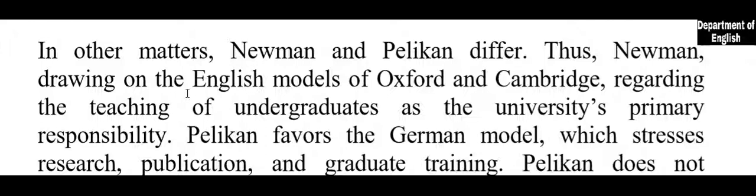In other matters, Newman and Pelikan differ. Thus, Newman, drawing on the English models of Oxford and Cambridge, regards the teaching of undergraduates as the university's primary responsibility. Pelikan favors the German model, which stresses research, publication and graduate training. Pelikan does not minimize the importance of undergraduate teaching, but his idea of the university encompasses far more than that.